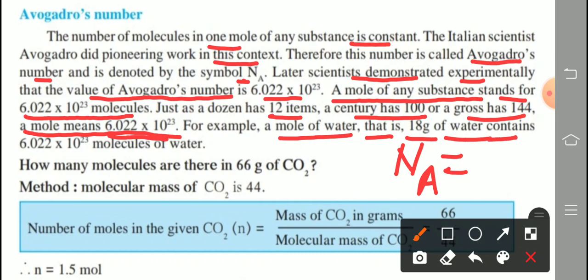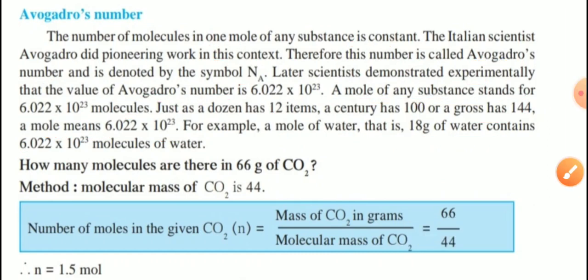Contains. 1 mole of water means 18 gram of water, and it contains how many molecules of water? Avogadro's number, so 6.022 into 10 raised to 23 molecules of water. Are all getting it or not?